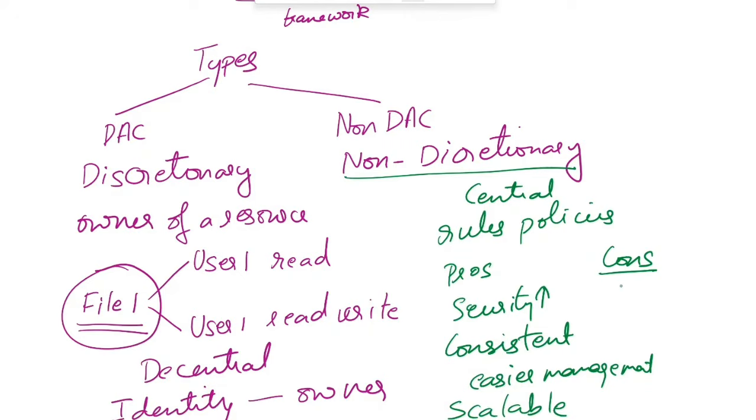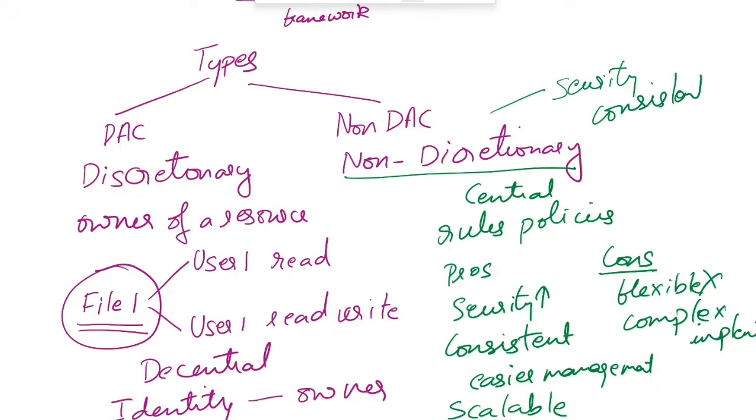Then coming to the cons of non-DAC, it is not very flexible, and also it can be complex to implement because it requires a centralized authority to manage access policies across all the resources and users, right? This can be challenging in larger organizations with many resources and users. To sum it up, non-DAC provides greater security and consistency, but it can be challenging to implement and may limit flexibility. In DAC it is the opposite. It is flexible, it is easy to implement, but it has some security risks and challenges to manage in large organizations.